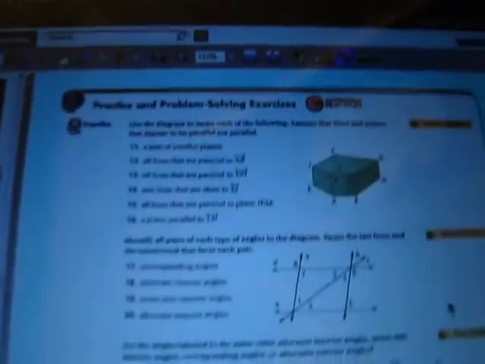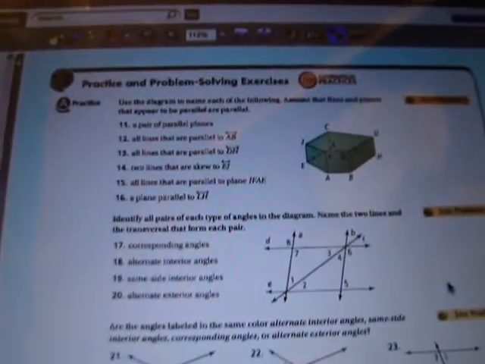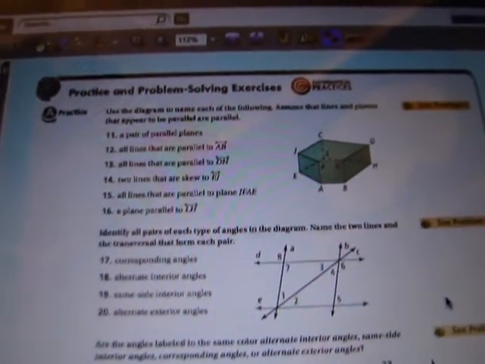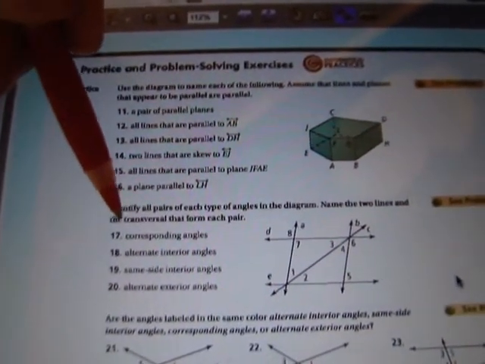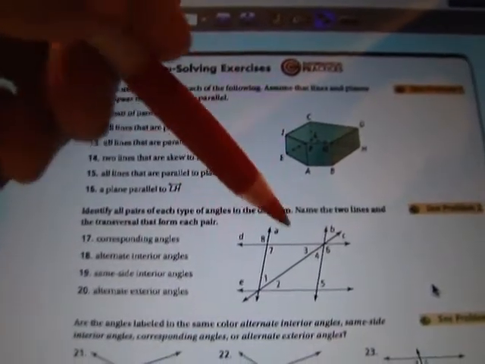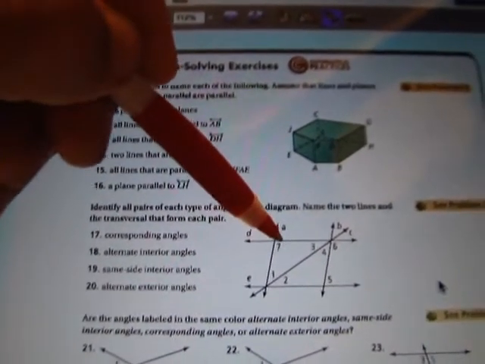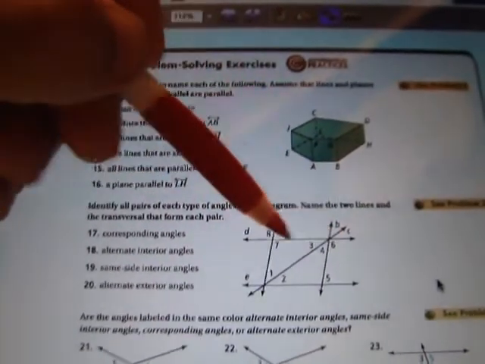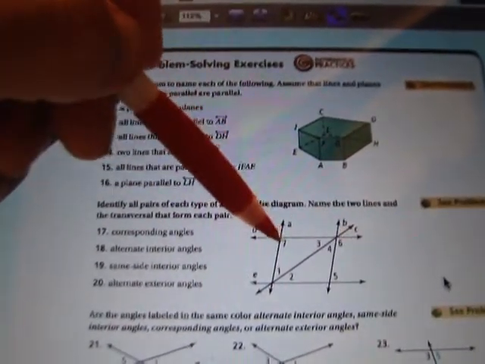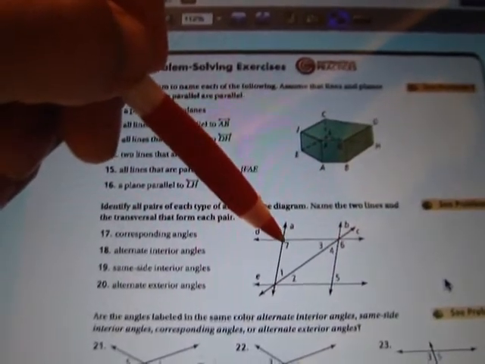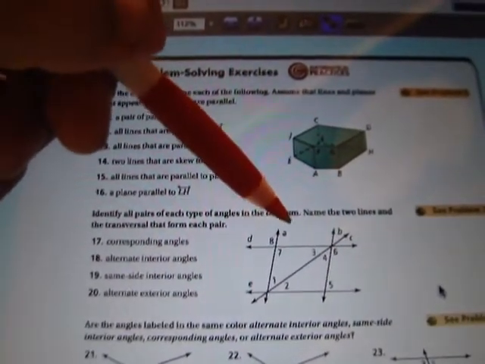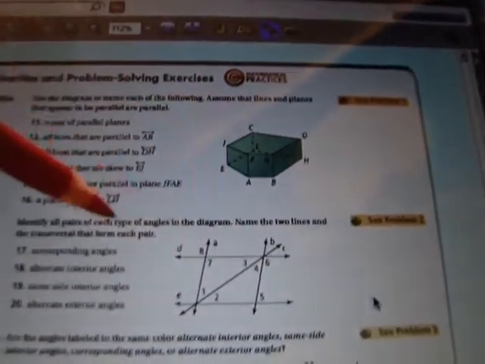Cool. 17. Identify all pairs of each type of angle in the diagram. Name two lines and a transversal that form each pair. Ooh, this is tricky. Okay, 17, corresponding angles. Well, let's see here. 5 doesn't have any corresponding angles. Oh, but 7 does. See, 7 and 6, they have corresponding angles. So 7 and 6 are corresponding angles by lines A and B with transversal line D.